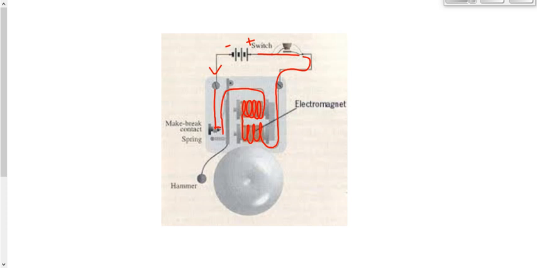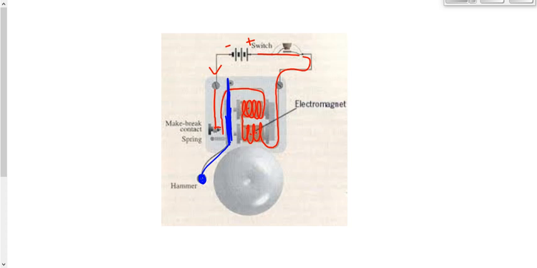Make sense? Now, as the electrons flow through this, as the electricity flows through this, these solenoids become magnetized, right? They develop a polarity. We could determine the north pole, the south pole by that coil rule that we just learned about. It develops a polarity. And they become electromagnets. As they become electromagnets, they attract this thing that's connected to this hammer.